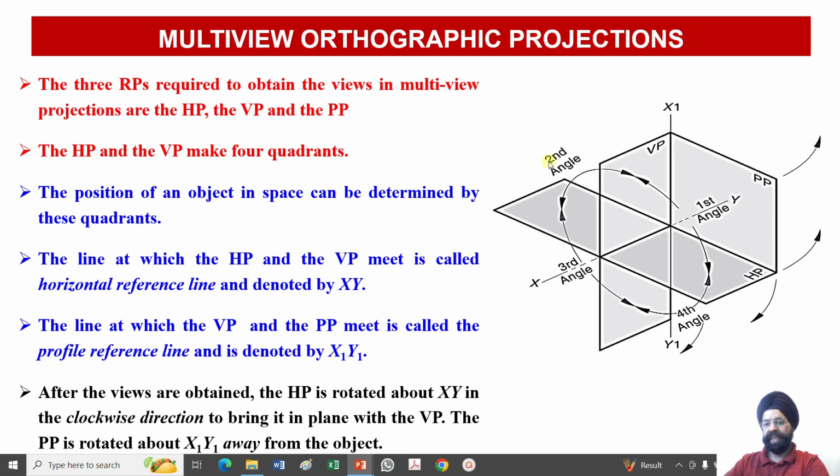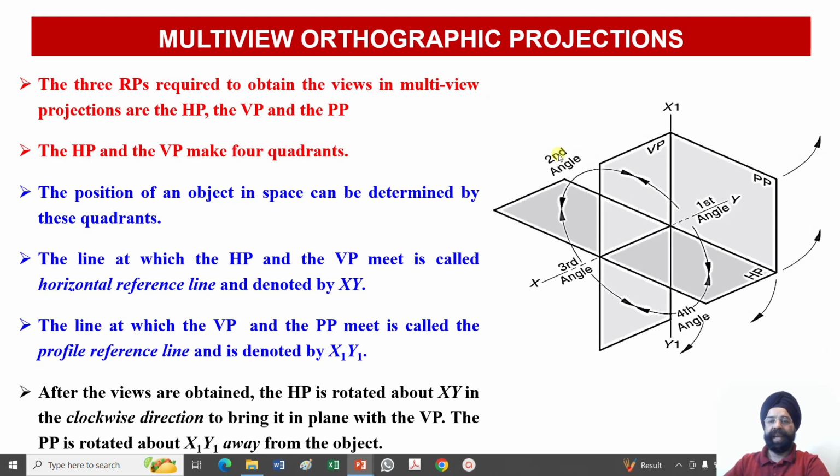Here you can see this is the quadrant theory. That is, you have four quadrants over here. This is your first quadrant, this is your second quadrant, this is your third quadrant, and this one is your fourth quadrant. The object will lie in the first quadrant when it lies above the horizontal plane and in front of the vertical plane.